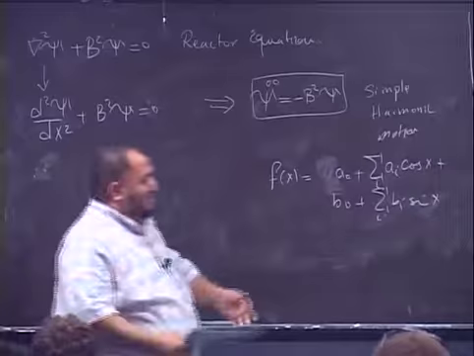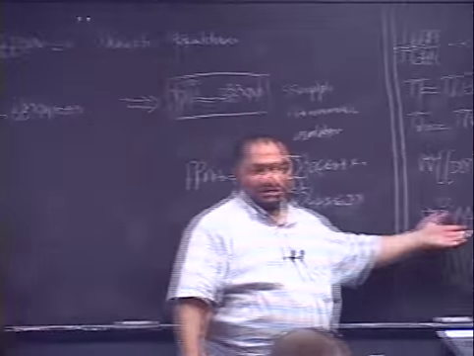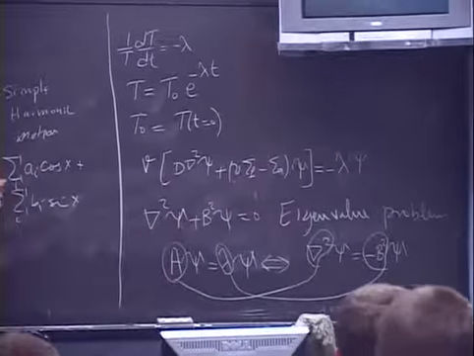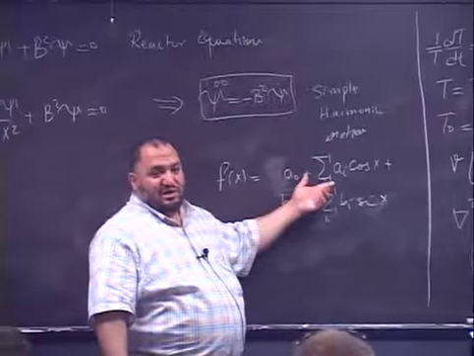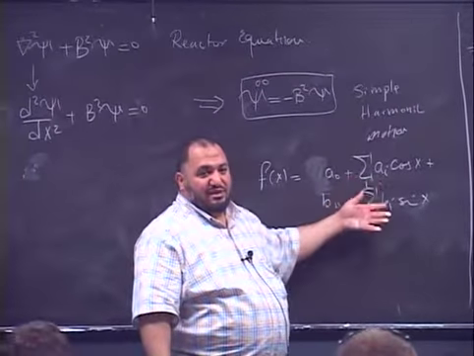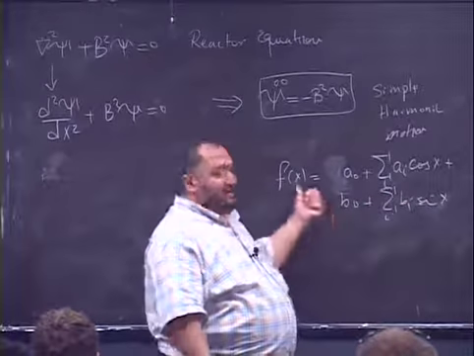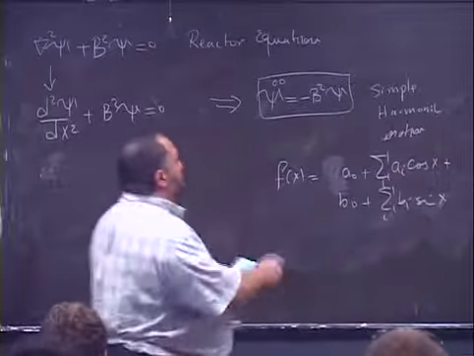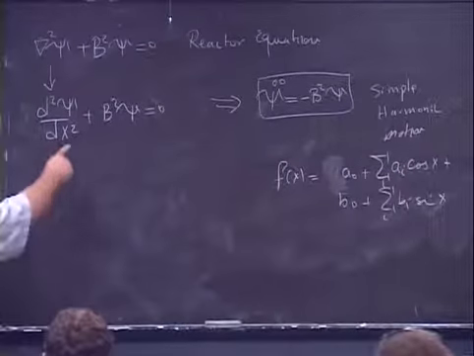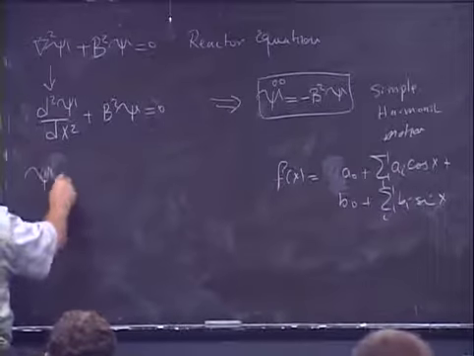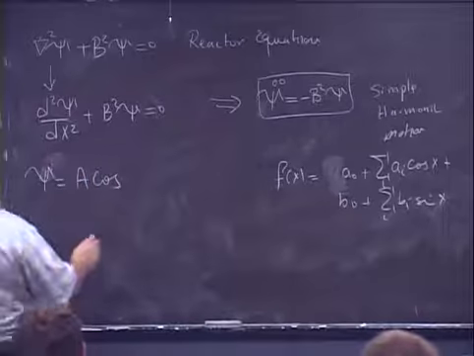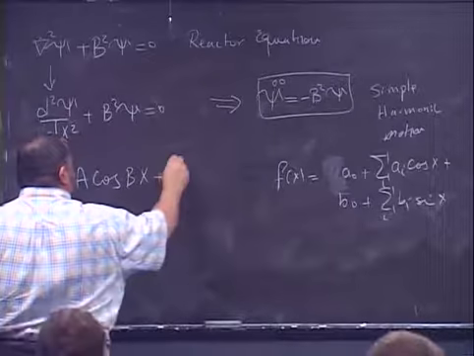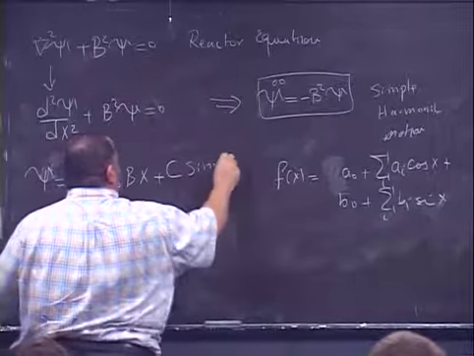So again, for the eigenvalue problem, I can expand any function in terms of the eigenvectors. For this case, the cosine and sine are the eigenvectors. So I can expand any function in terms of the harmonics, which are cosine and sine. So we will try to solve the same. The solution of this equation for the simple harmonic motion is psi equal to A cosine of b multiplied by x plus C sine bx.